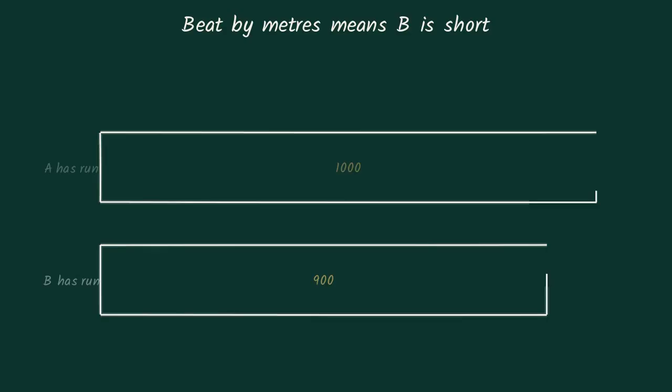A beats B by X meters in a race of D meters means this. A has run the full D, and B has run only D minus X. The wording names how far B still has to go.